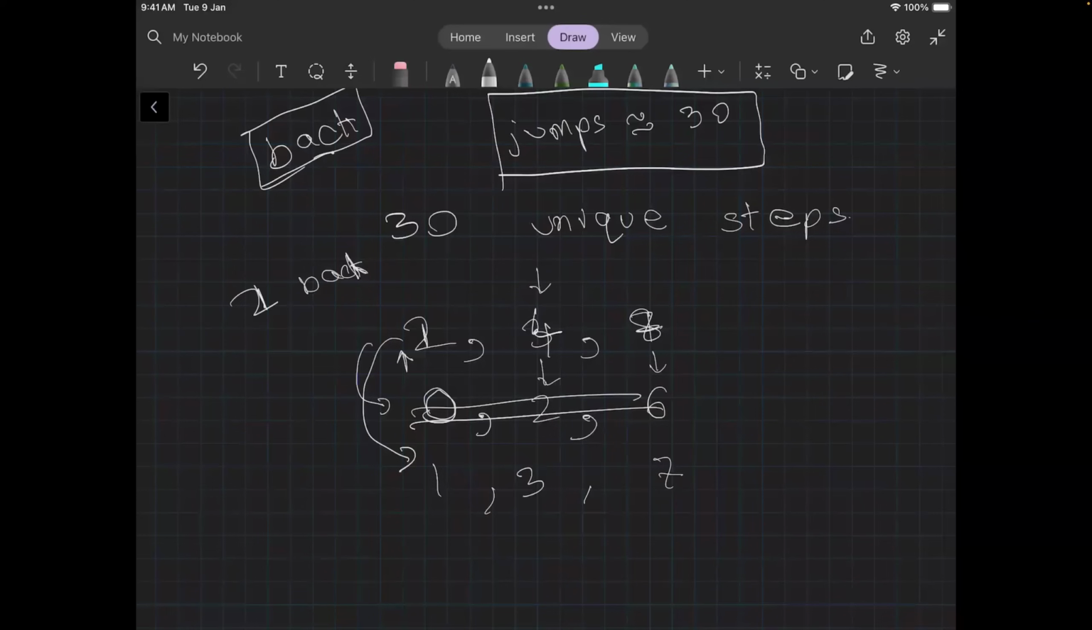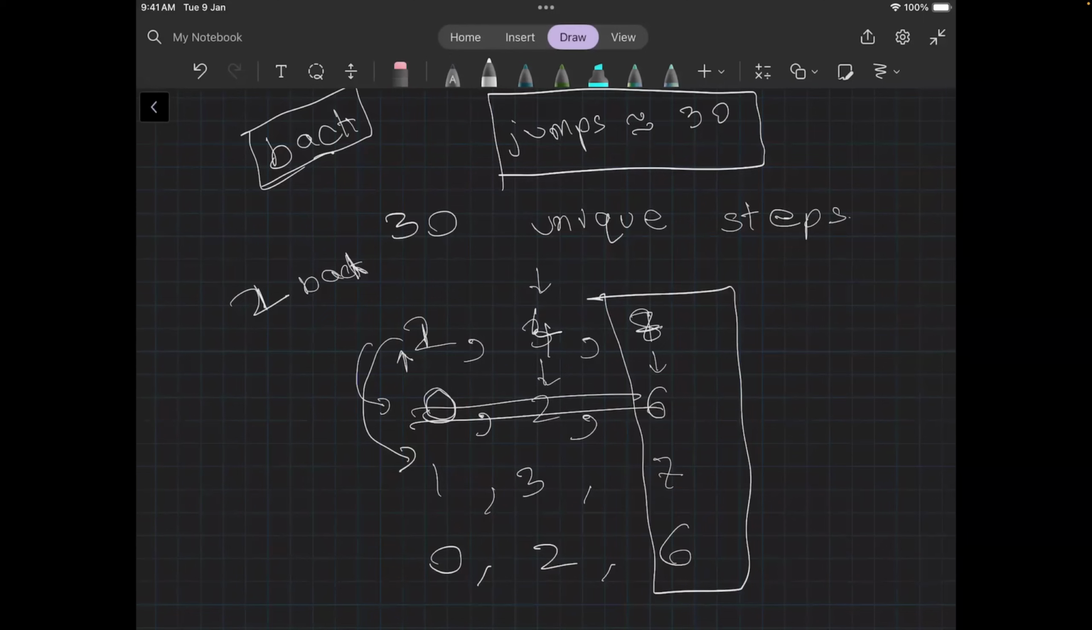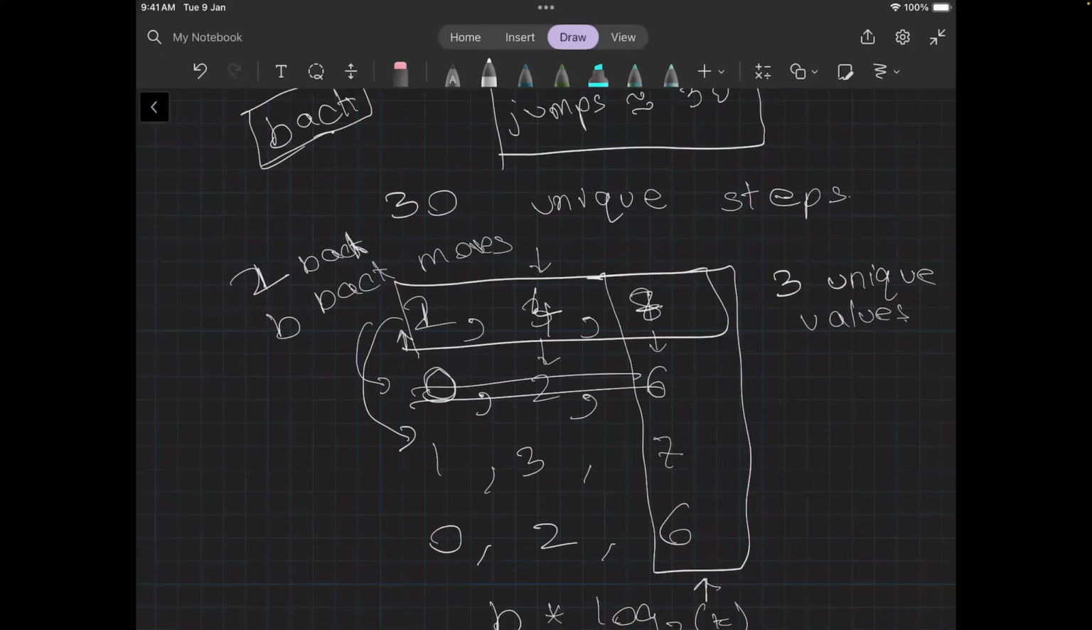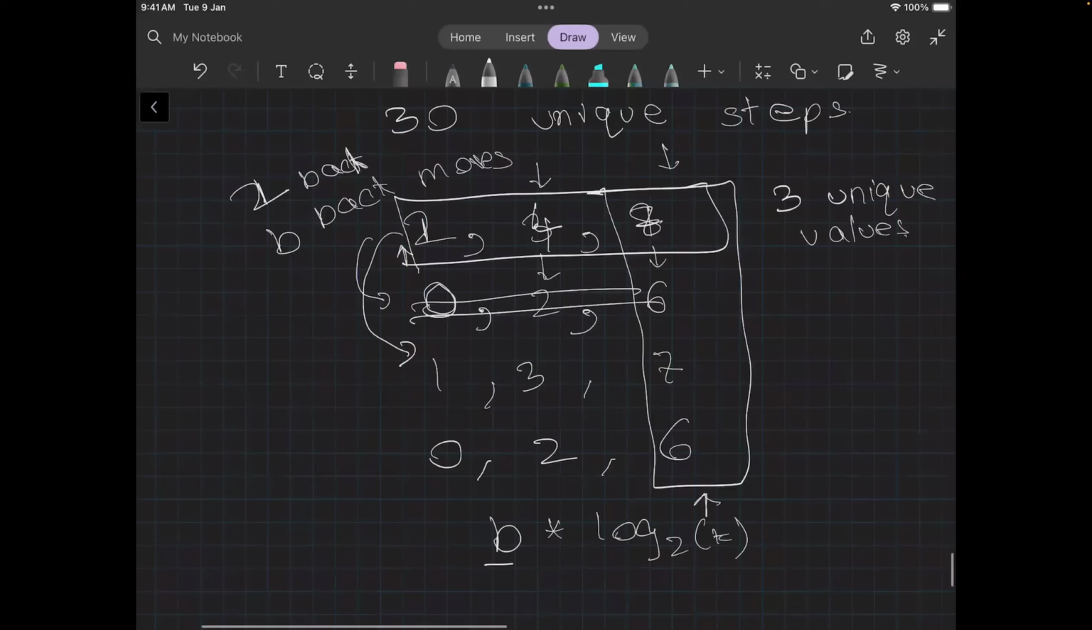If I was doing 2 back moves, then this would have become 0, 2, and 6. You can see that at each position, now we are taking 3 unique values. So if we are doing B back moves, the number of unique pairs that we are forming is at most B into log 2 of K, because the size of this is log 2K, and for each position we can take B unique values. It's going to be less than that.